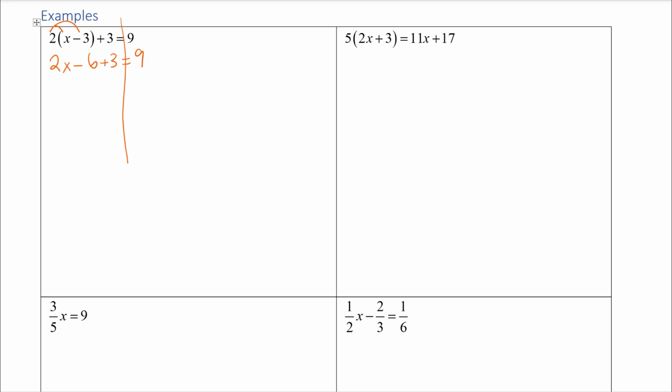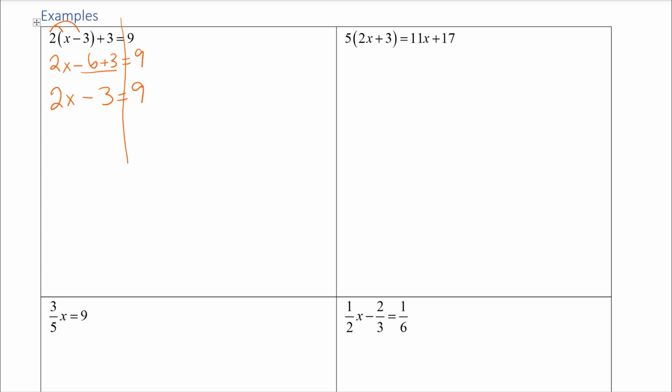So on this left side, I have negative 6 minus 3. These can combine, so I'm getting 2x minus 3 equals 9. And now step 1 is done. I have distributed and combined like terms on the left. The right didn't really have much to do, but it's combined. Step 2, are there fractions? No fractions, so I don't have to do that step. I will show you that in a little bit.